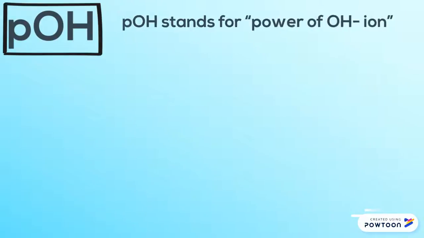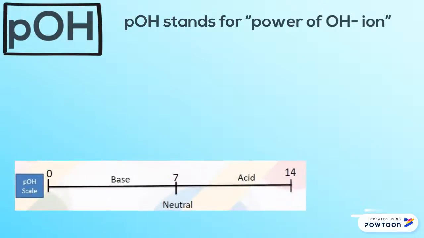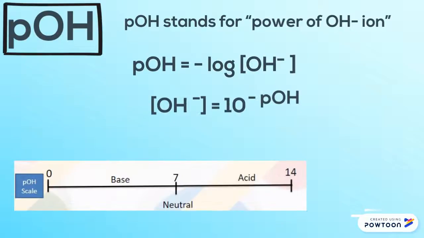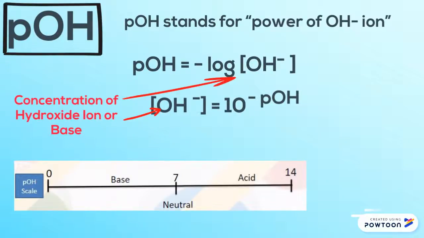The pOH stands for the power of the hydroxide ion, or the OH ion. It measures how much hydroxide we have in solution. This scale is the opposite. It ranges from 0 to 14, where 0 to 7 is a basic solution, greater than 7 is acidic, and 7 is neutral. The two equations are very similar to our pH equations. This time we're plugging in the concentration of our hydroxide ion, or OH, or the concentration of our base. Otherwise, the equations are very similar.